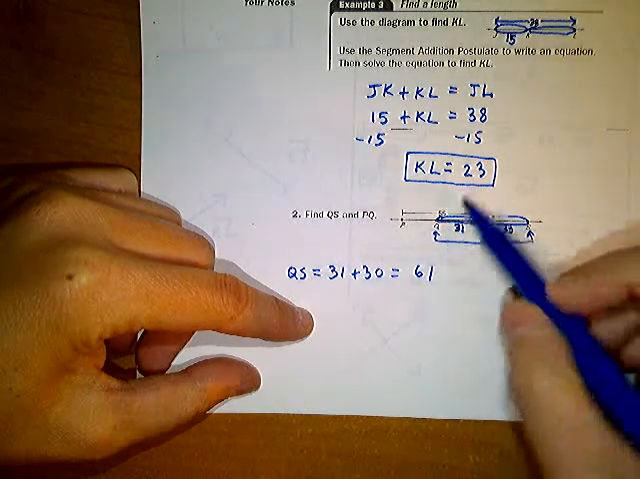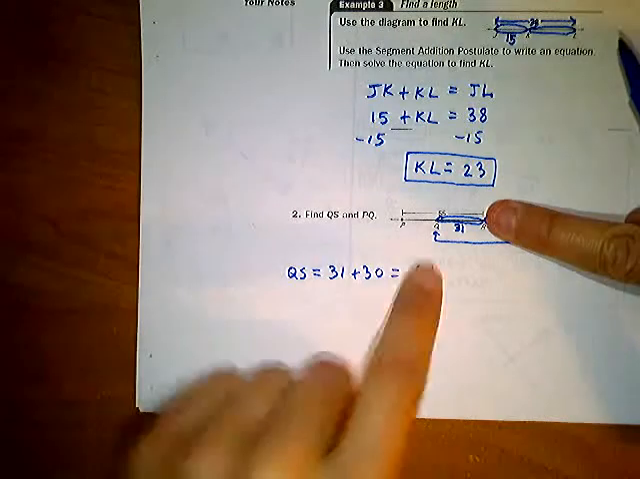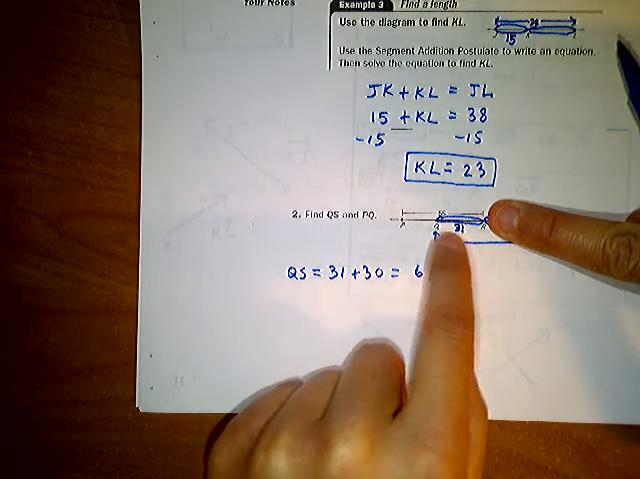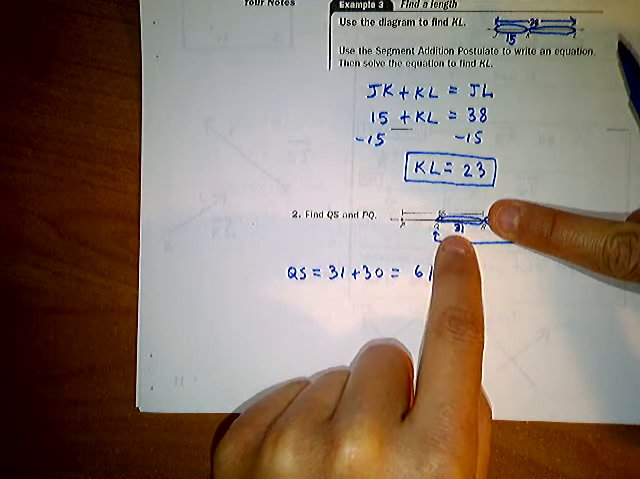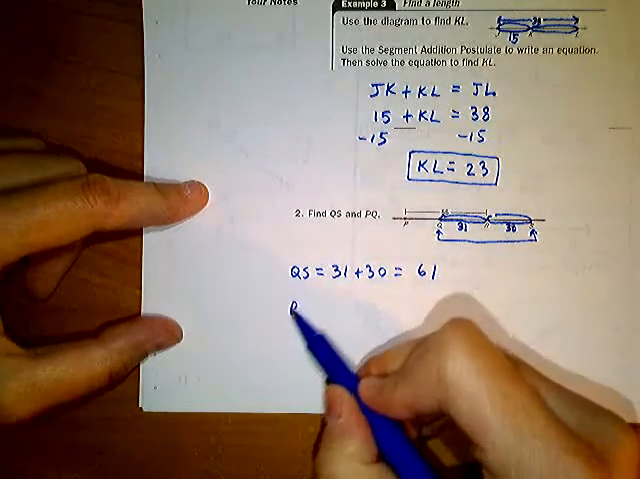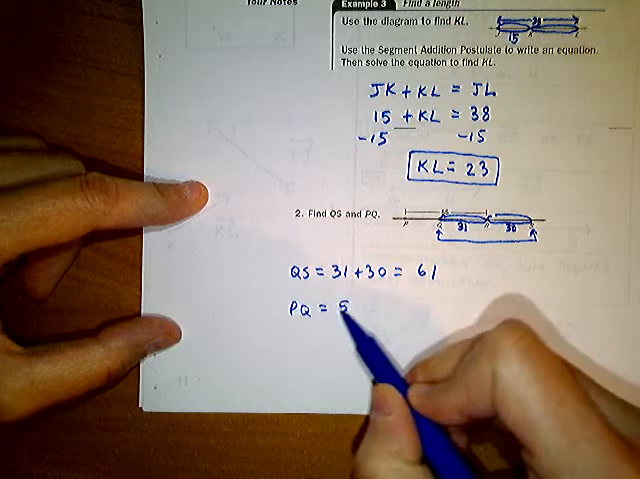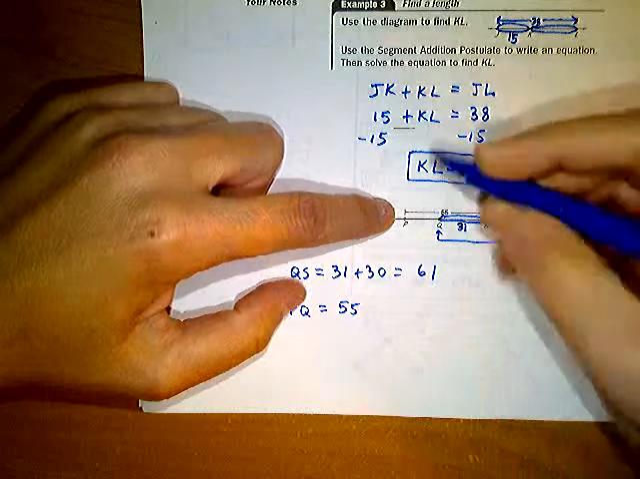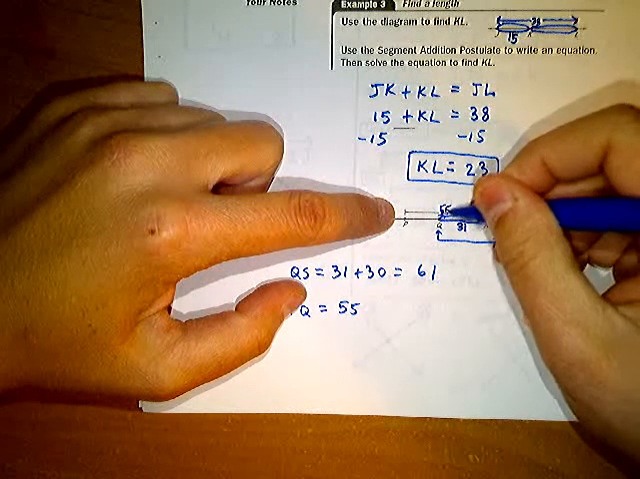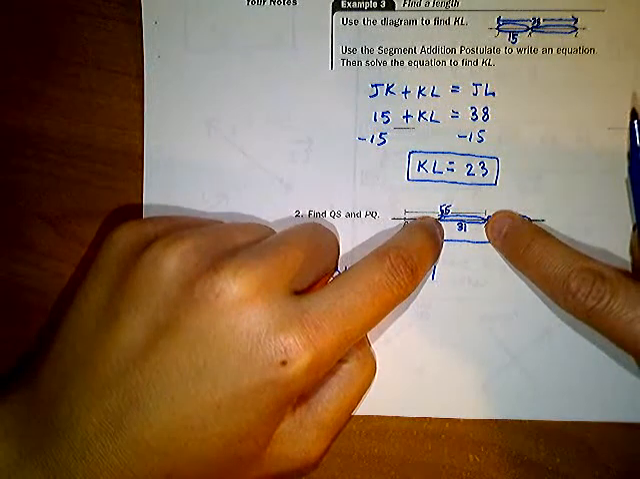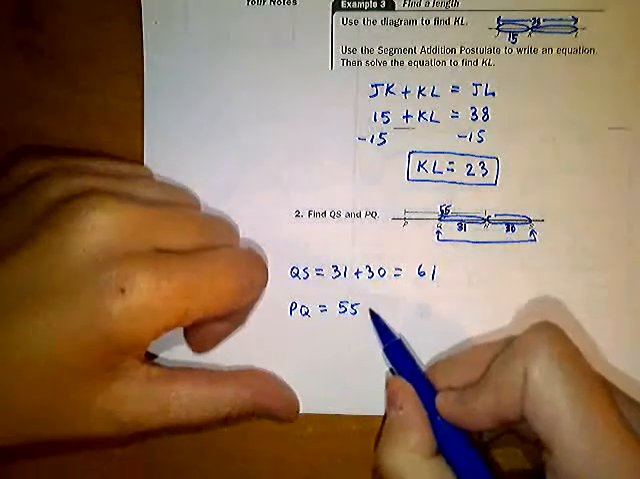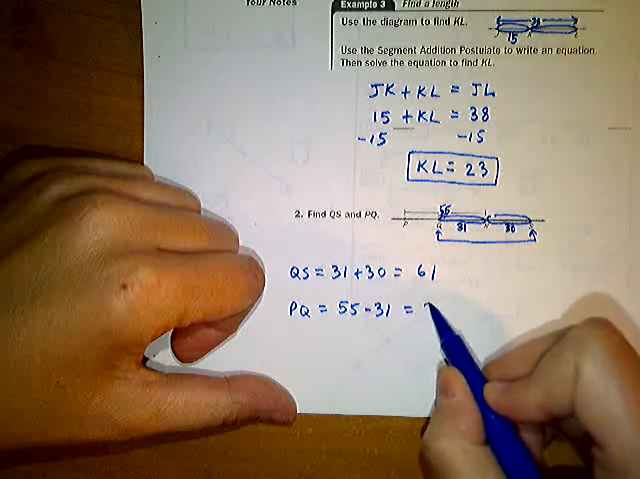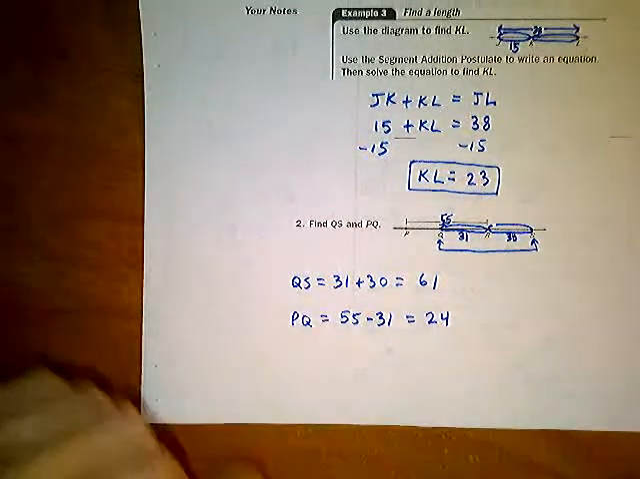And then PQ, we're going to ignore this portion. We can see that from P all the way over to R is 55, but then this little part is 31. So PQ, we can simply say that this complete distance from here to here is 55. That's what this says right here, 55. And the part of it over here is 31. So to find the other part, we just subtract 55 minus 31. And we get 24.